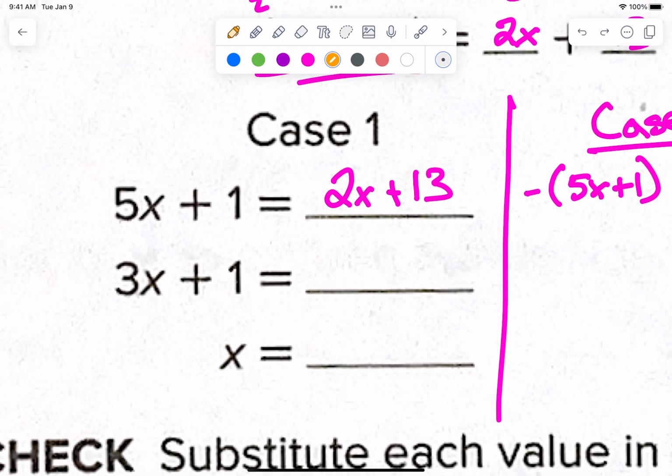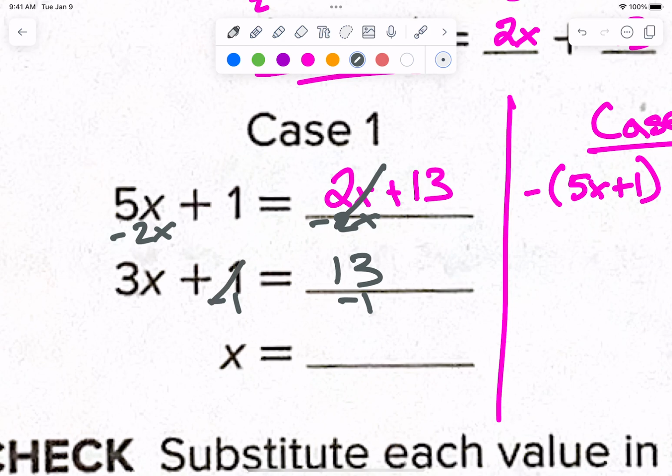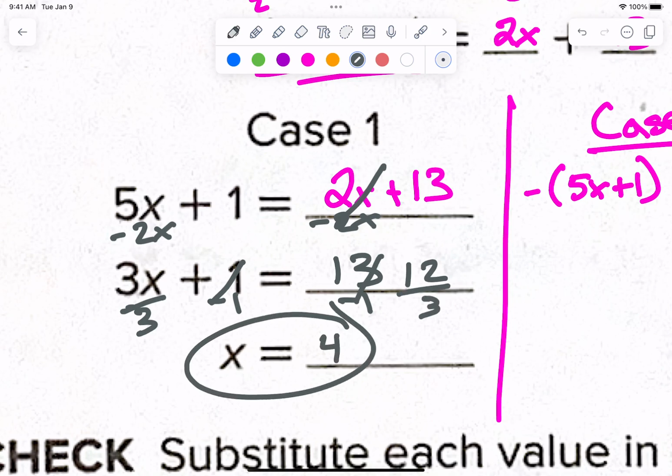We're going to solve the first one. So I have that. Let's subtract the 2x over. So I have 3x plus 1 equals 13. And then what? Minus 1, minus 1. So 3x equals 12. And then divide by 3, so x is 4. One of the answers is 4. The other answer we'll come up with here in a second. Do you see how we did that?